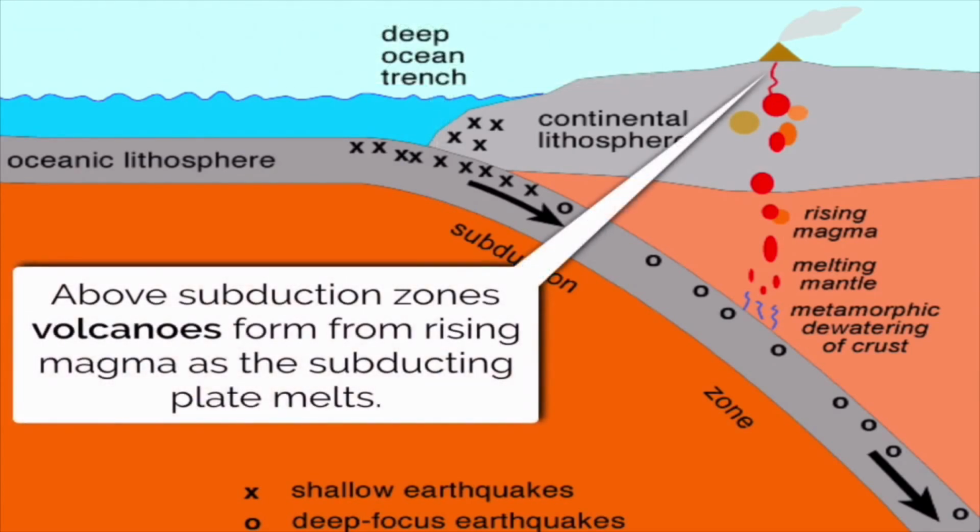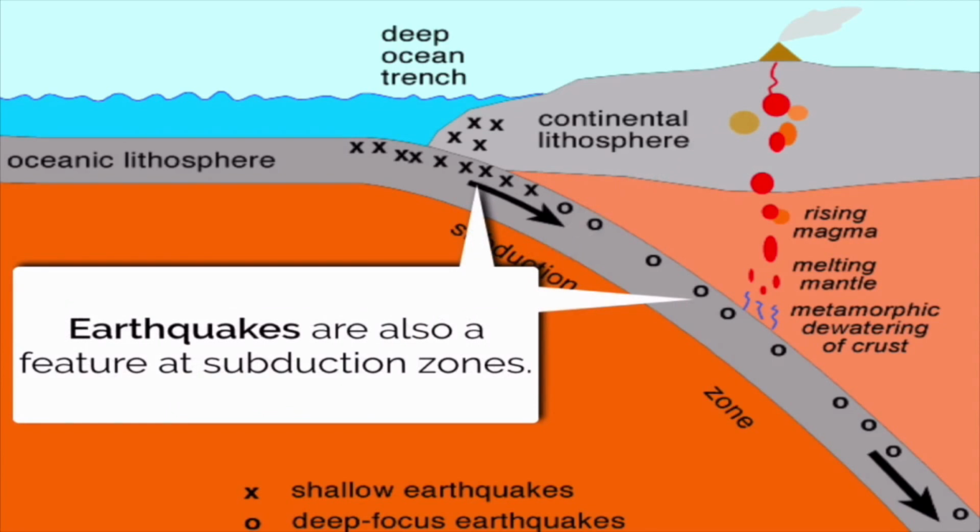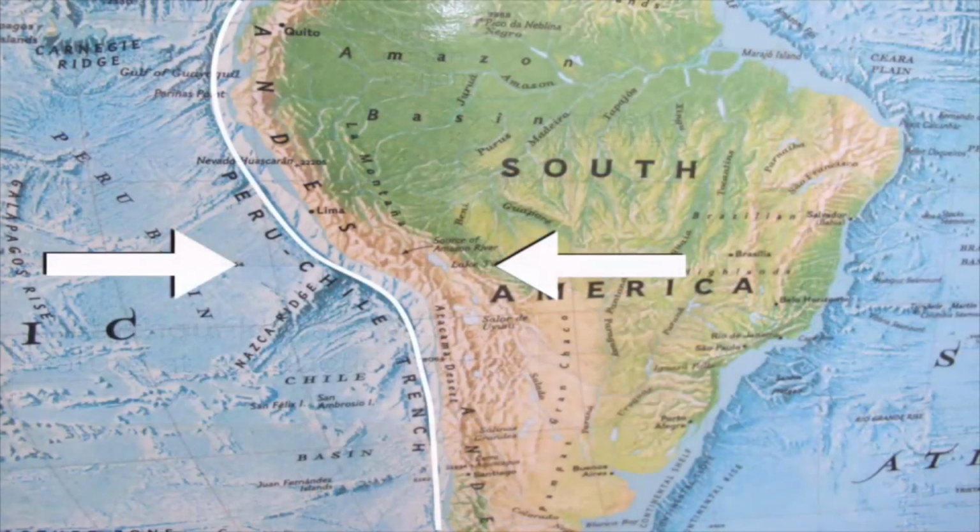Also a feature at convergent boundaries on the continental side are volcanoes. As the subduction process occurs, that lithospheric plate gets melted and plumes of magma rise, eventually break through, channeling magma up to the surface. And finally, earthquakes are also common at subduction zones. Those earthquakes can be shallow earthquakes right at the surface, or deep earthquakes when the subduction process is taking place.